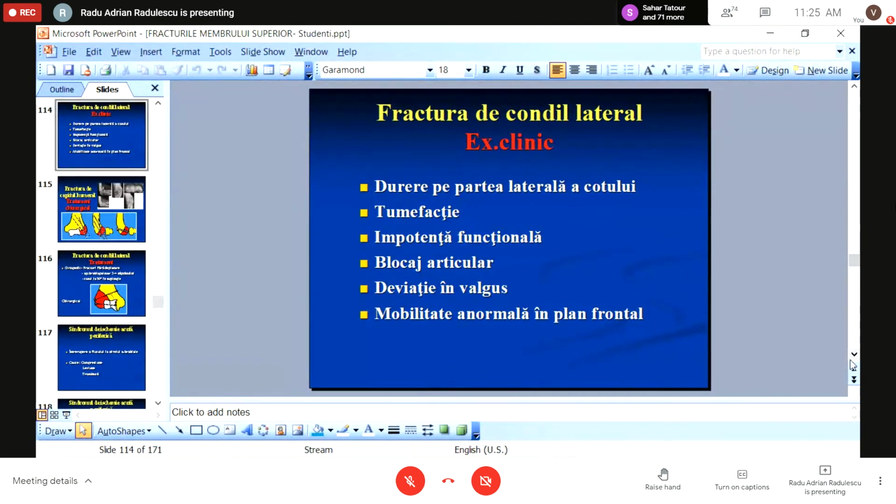So there is pain at the level of the elbow. Lateral or medial, at the time of clinical examination, is a good sign for orientation as to whether the fracture is on the medial or on the lateral aspect. The patient has also physical disability and abnormal mobility in the frontal plane. Well, all these are more or less general signs for fractures at the level of the elbow joint.